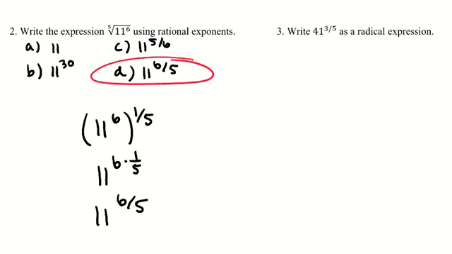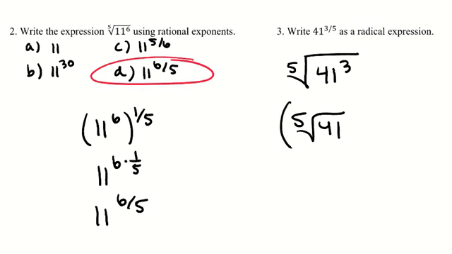And so if you wanted to write 41 to the 3/5 as a radical expression, the denominator is the index of the radical. So if it's 3/5, it will be a 5th root. So it'll be the 5th root of 41 to the 3rd. Now you can also write this as the 5th root of 41 taken to the 3rd power. It's the same thing. It really doesn't matter. So it would just be like, which of these is equivalent to 41 to the 3/5? And it would have a bunch of wrong answers and then one of these two.